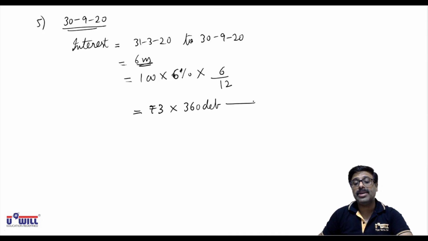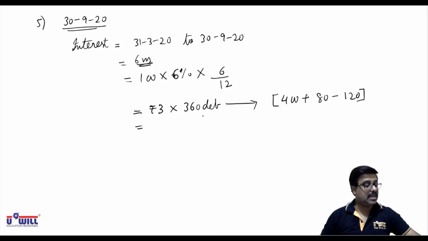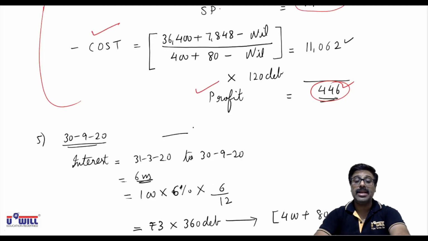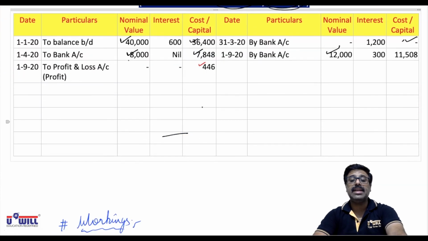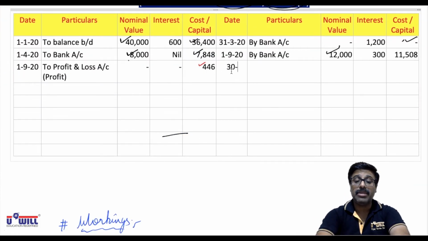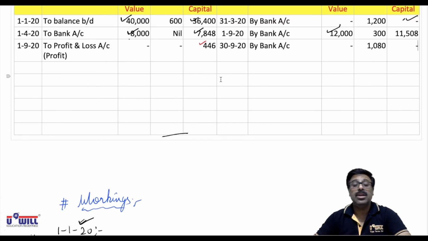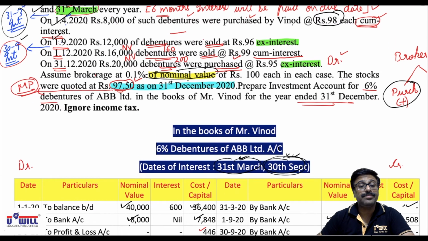How is this 360 obtained? 400 on debit side plus 80 minus 120 we have sold. So now we will get interest only on 360 debentures. What is 360 into 3? 1080. So we will be earning interest of 1080. PP, purchase profit debit side, everything else credit side. So on 30th September 2020, interest received will be recorded on credit side by bank account directly in interest column, 1080. So every transaction has its own working.